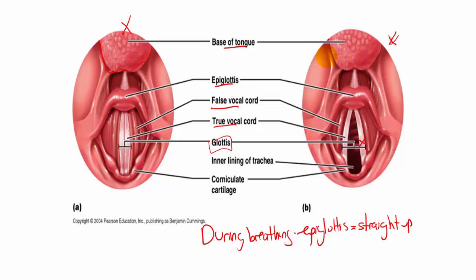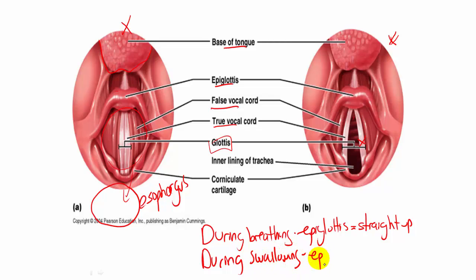And as they do, the back of the tongue pushes the epiglottis down. It covers the entrance to the trachea, and that forces the food into the esophagus. The esophagus, by the way, is back here. There's the esophagus. So again, if you've closed off the trachea, sorry, you've closed off the larynx, there's no place else for the food to go. It's got to go down the esophagus to your stomach. Okay, so again, during breathing, the epiglottis is straight up. During swallowing, the epiglottis is down, covering the larynx.